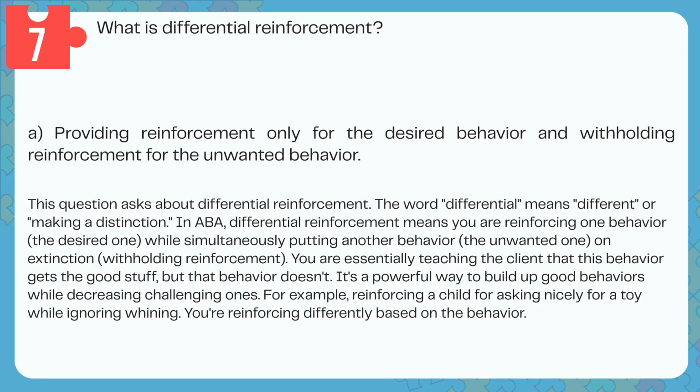Answer: A. Providing reinforcement only for the desired behavior and withholding reinforcement for the unwanted behavior. This question asks about differential reinforcement. The word differential means different or making a distinction. In ABA, differential reinforcement means you are reinforcing one behavior, the desired one, while simultaneously putting another behavior, the unwanted one, on extinction. Withholding reinforcement, you are essentially teaching the client that this behavior gets the good stuff, but that behavior doesn't. It's a powerful way to build up good behaviors while decreasing challenging ones. For example, reinforcing a child for asking nicely for a toy while ignoring whining. You're reinforcing differently based on the behavior.